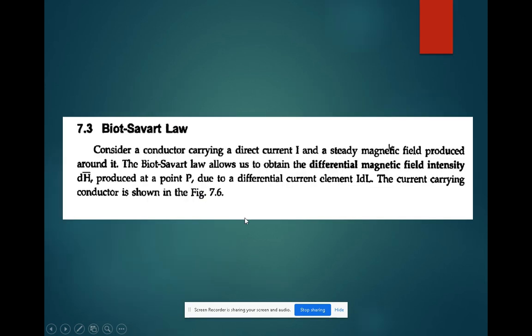Now we are going to see the Biot-Savart law in detail. Consider a conductor which carries a direct current, which will produce a steady state magnetic field around it. Here the Biot-Savart law is used to obtain the differential magnetic field intensity, dH vector, which will be produced at a point P due to the differential current element, that is I dl.